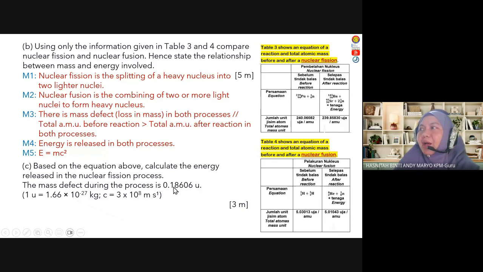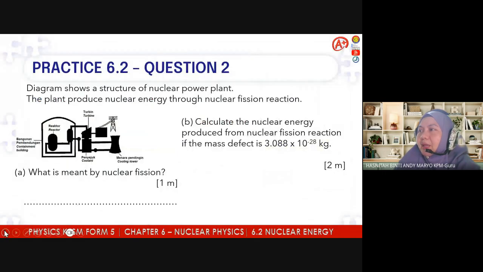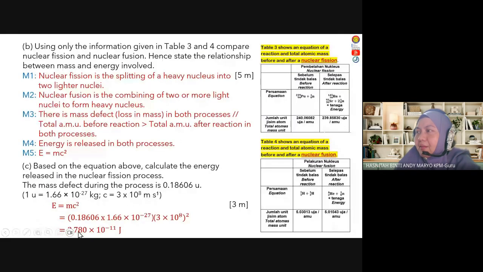0.18606. So for this one, you just put it in the equation. E equals mc squared. You take the mass given in AMU. Remember, don't forget to convert it into kg by multiplying with the factor 1.66 times 10 to the negative 27, and this is the speed of light squared. So the answer will be, okay, cannot see the answer down there. Is that 2.78 times 10 to the negative 11?